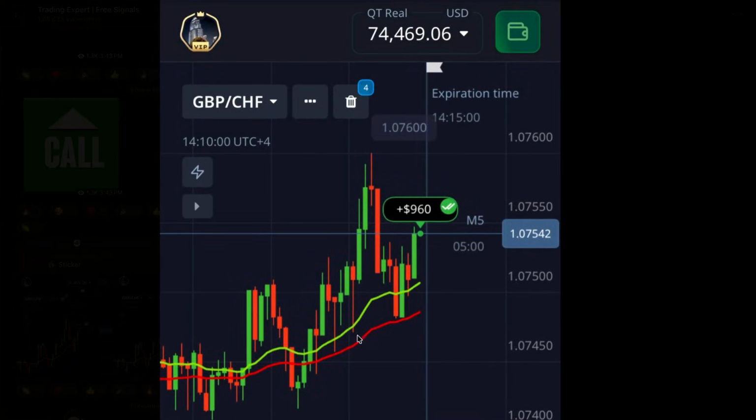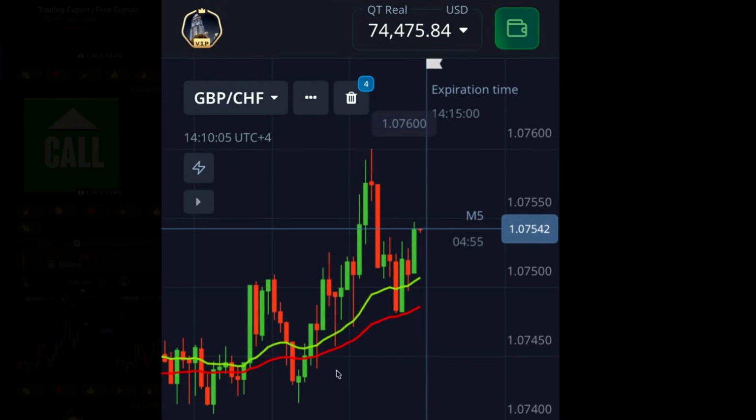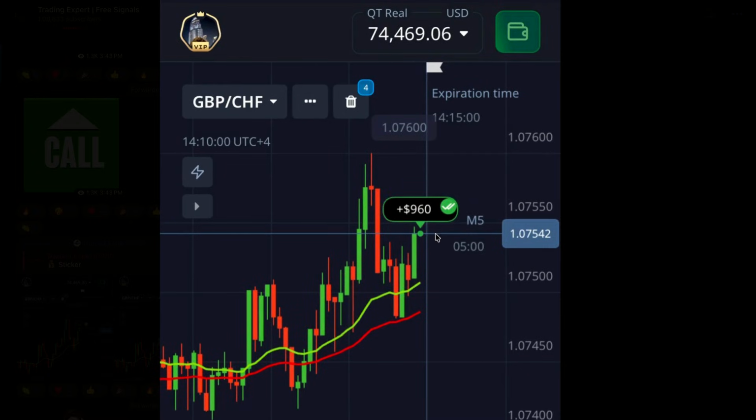Here you can check out, this was a very good win. In this trade, the market was in an uptrend and the price was respecting the moving average. This means that the uptrend was strong and the moving average also confirmed the bullish momentum. So this was our trade for the call side. We entered and we won this trade.